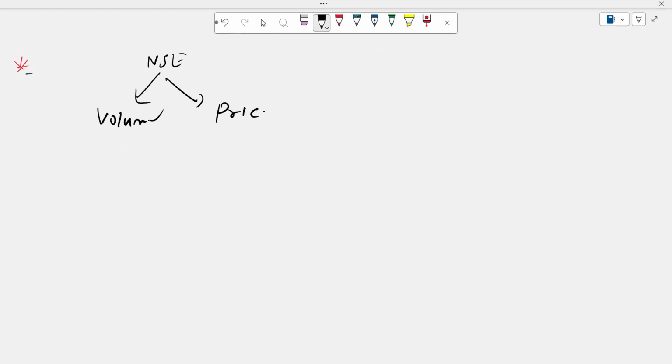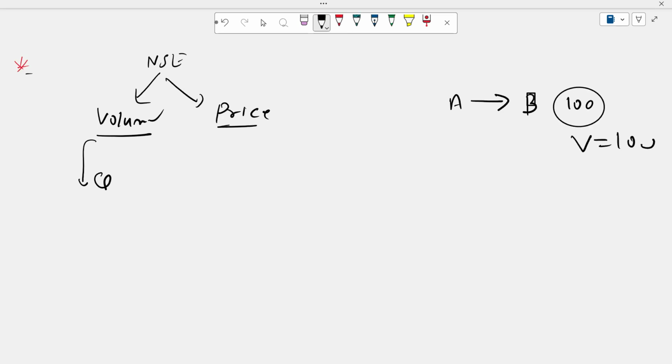As a technical analyst, we have these two things only. Volume means the quantity, how many shares a stock is trading. Let's say A is buying 100 shares from B, so the volume quantity is 100, not 200. If A is buying 200 shares from B, it means volume is simply 100.